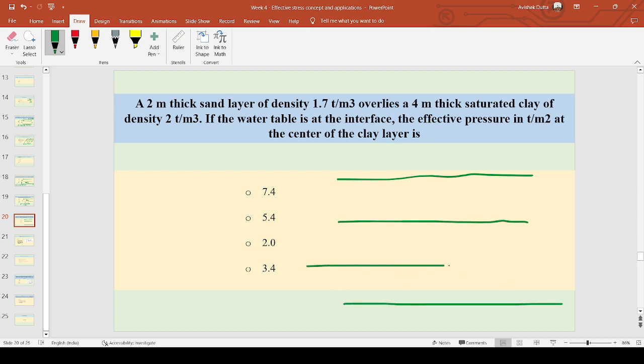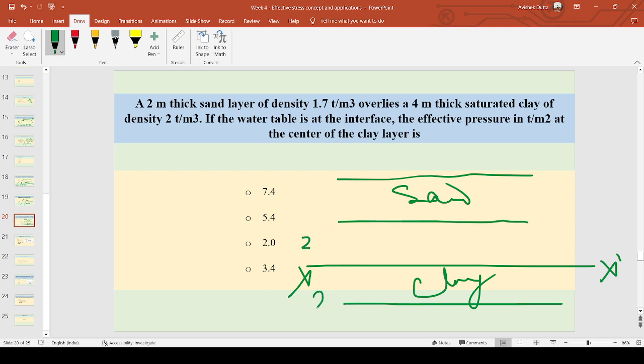And we are asked to find out the effective stress at the middle. Now this is sand and this is clay, saturated clay. So if the entire thing is 4 meter, this will be 2 meter, this will be 2 meter, and the sand layer has thickness of 2 meter. Now water table is at the interface, here.